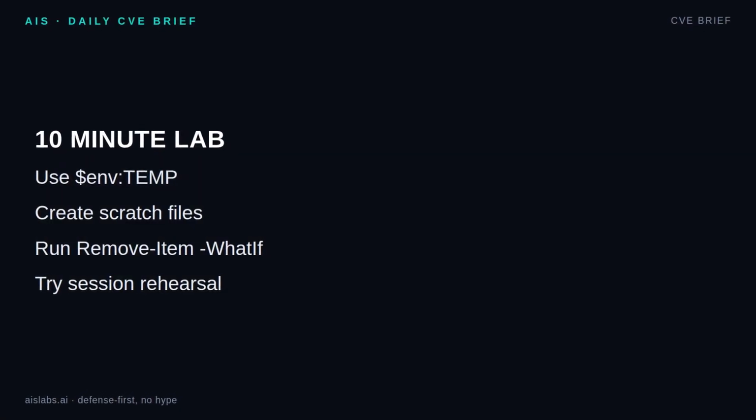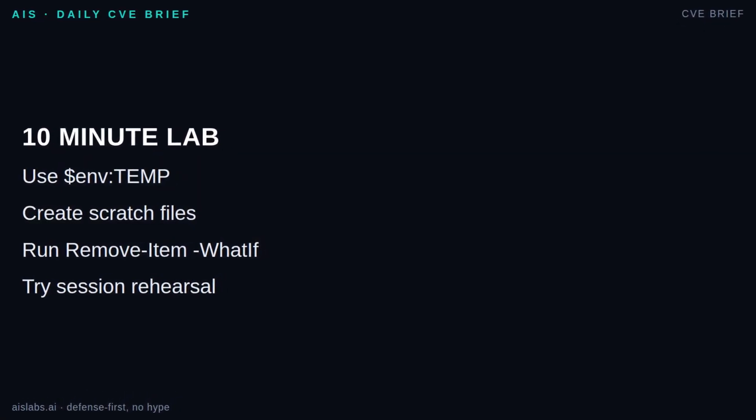Try this safely in 10 minutes. Create a scratch folder under $env:TEMP named WhatIfLab. Put 3 empty log files in it with New-Item. List them with Get-ChildItem so you know the target set. Now run Remove-Item -Path $lab -Recurse -WhatIf. The files remain. Next, set $WhatIfPreference equals $true, and run Remove-Item -Path $lab -Recurse without typing WhatIf. It still rehearses because the session preference is on. Set $WhatIfPreference equals $false. Finally, remove the scratch folder with Remove-Item -Path $lab -Recurse -Confirm, and answer the prompt.